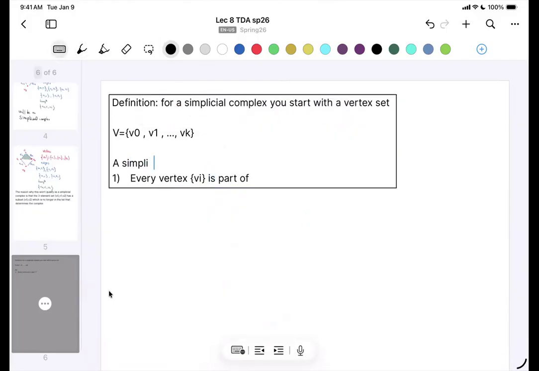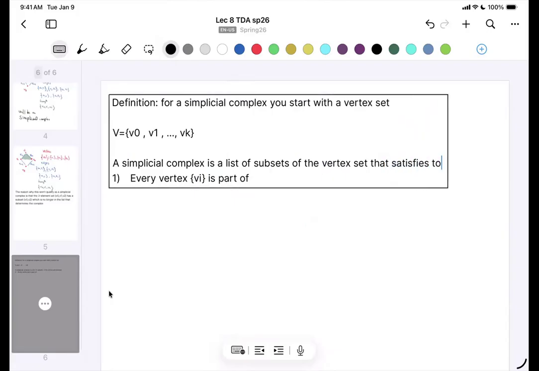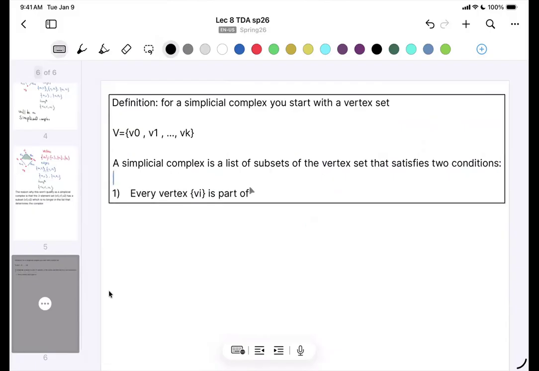A simplicial complex is a collection, a list of subsets of the vertex set that satisfies the conditions. The first one is just that every vertex is considered part of the simplicial complex, so every vertex must be listed as part of the simplicial complex. So every vertex must be in this list.